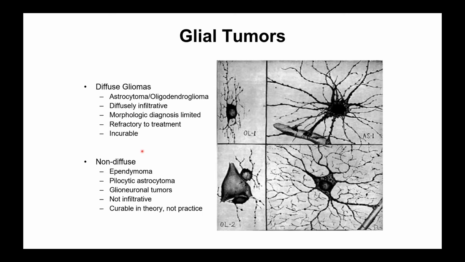The non-diffuse category of tumors we'll largely not consider today. They're much more rare and more confined to the pediatric treatment space, but those include tumors such as ependymomas, pilocytic astrocytomas, a variety of glioneuronal tumors, etc., which by and large are not as infiltrative throughout the brain tissue.